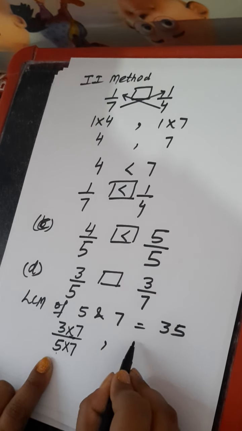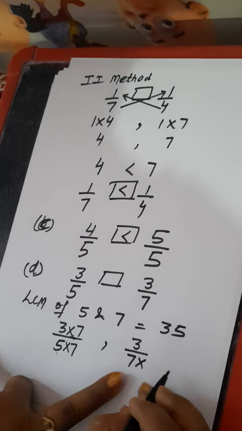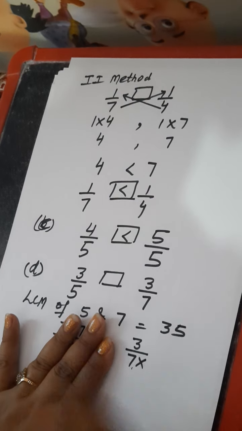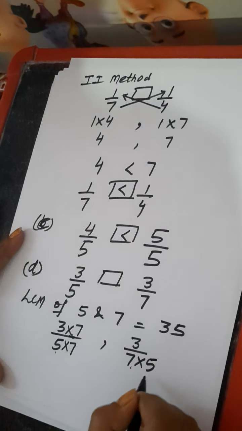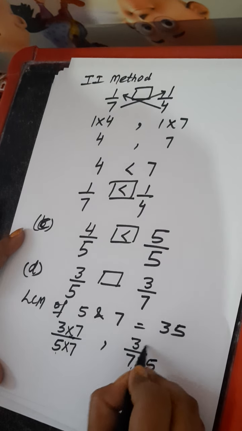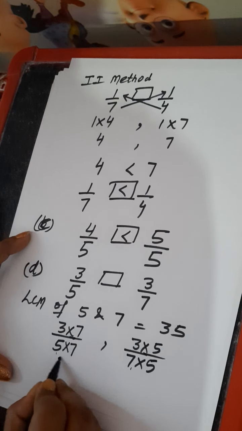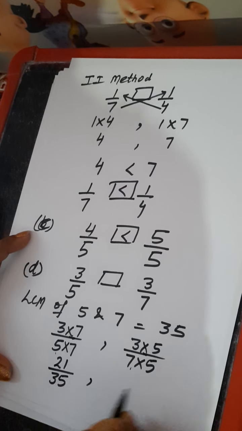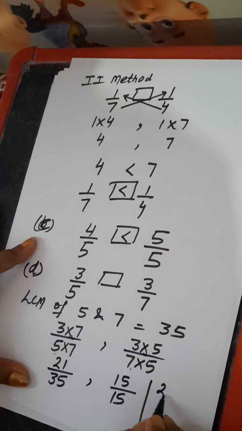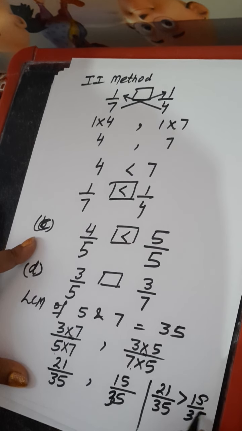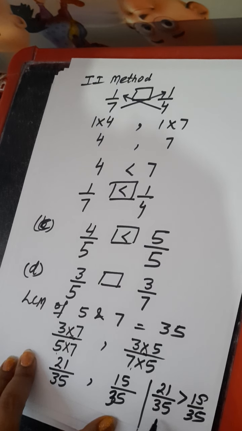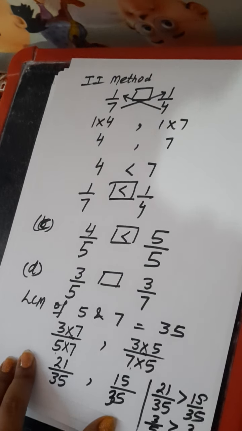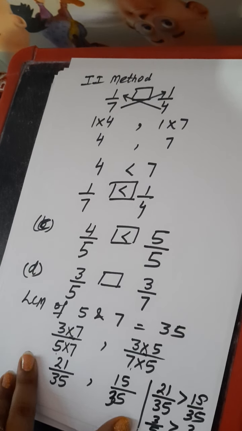So next we have this 3 upon 7. By which number do you multiply 7 so that you get 35? That is 5. If you are multiplying in the denominator, then you have to multiply in the numerator as well. So here we have 21 upon 35 and 15 upon 35. And it is clear that 21 upon 35 is greater than 15 upon 35. So 21 upon 35, that is 3 upon 5, is greater than 3 upon 7.